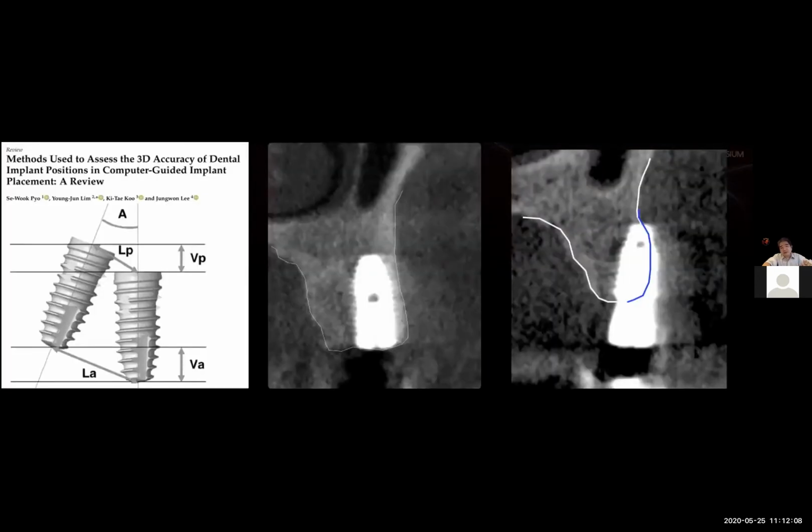To understand how to evaluate the accuracy of the guide, there are a couple of things we have to remember. Over here, this is what we planned. This is what was actually placed. As you can see, the angular difference between planned and placed is alpha. We can also see the vertical error, and we can measure the lateral horizontal error. The lateral deviation, horizontal deviation, and angular deviation are what we usually use to evaluate the accuracy of the guide.